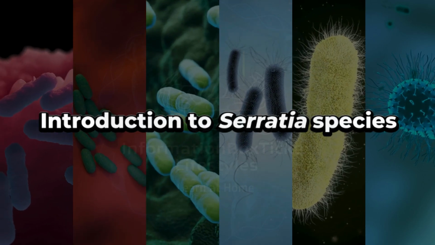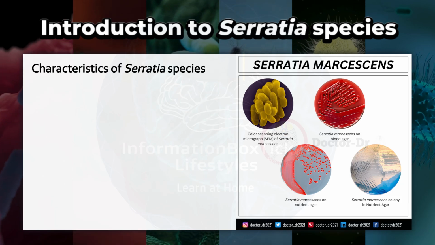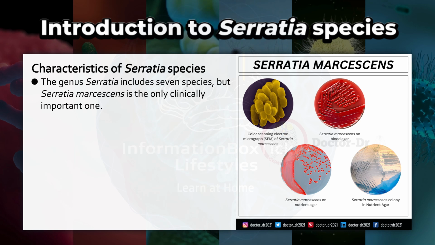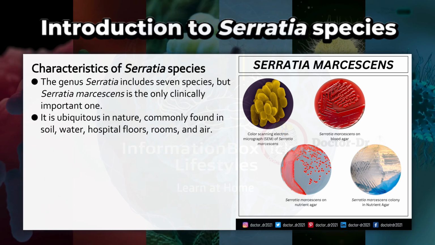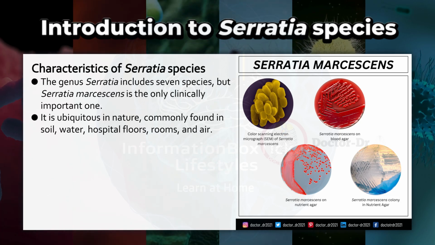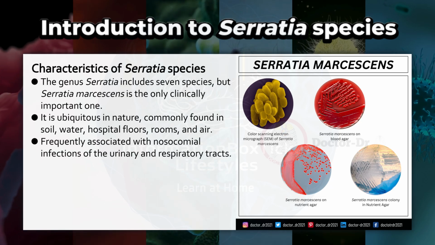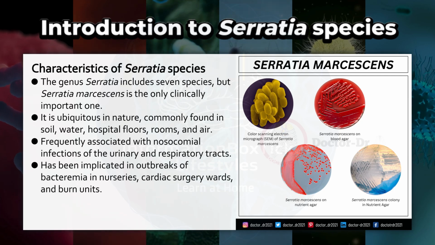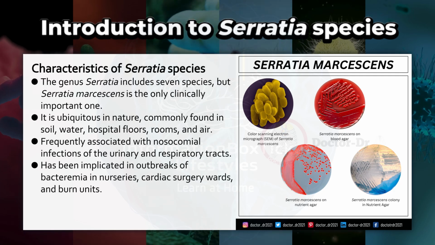Introduction to Serratia species. Characteristics of Serratia species. The genus Serratia includes 7 species, but Serratia marcescens is the only clinically important one. It is ubiquitous in nature, commonly found in soil, water, hospital floors, rooms, and air. Frequently associated with nosocomial infections of the urinary and respiratory tracts. Has been implicated in outbreaks of bacteremia in nurseries, cardiac surgery wards, and burn units.